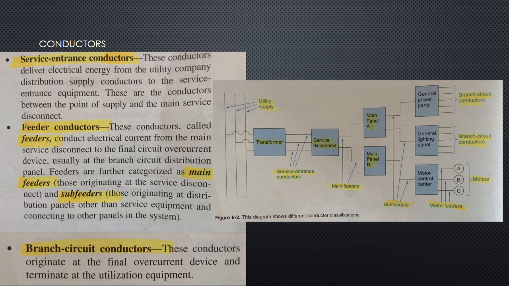Feeder conductors. These conductors, called feeders, conduct electrical current from the main service disconnect to the final circuit overcurrent device, usually at the branch circuit distribution panel. Feeders are further categorized as main feeders, those originating at the service disconnect, and sub-feeders, those originating at distribution panels other than the service equipment and connecting to other panels in the system.